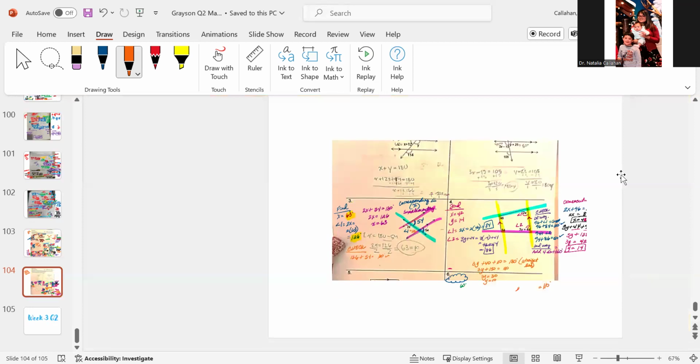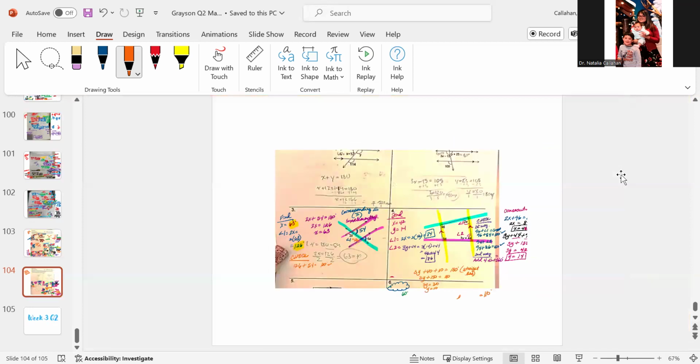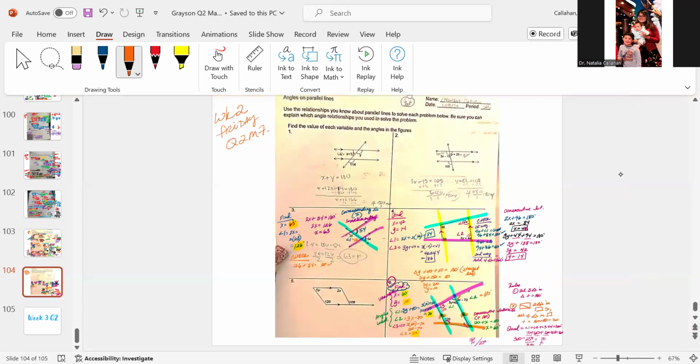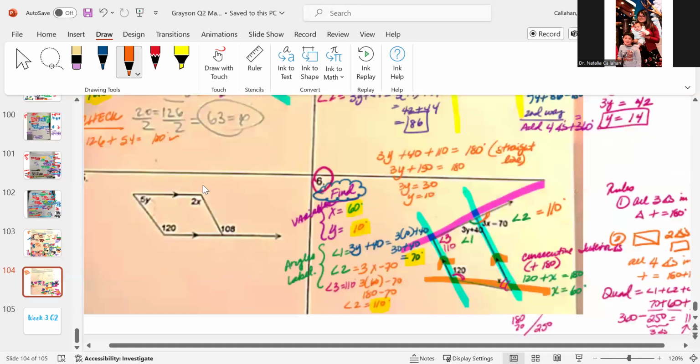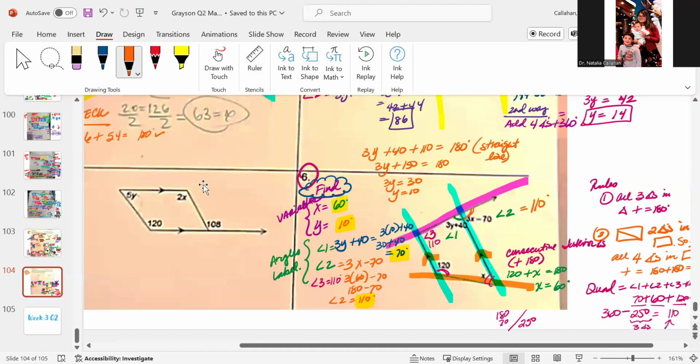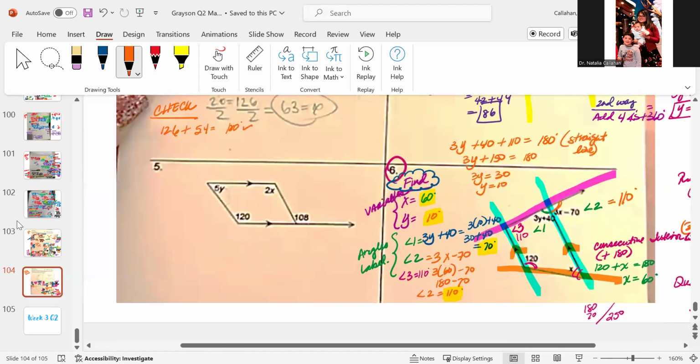Okay. Now I'm gonna pick one for you to work on. I want you to work on number 5. If you take a look at number 5, you see how there's a quadrilateral, so most likely use consecutive interior. So you try number 5.